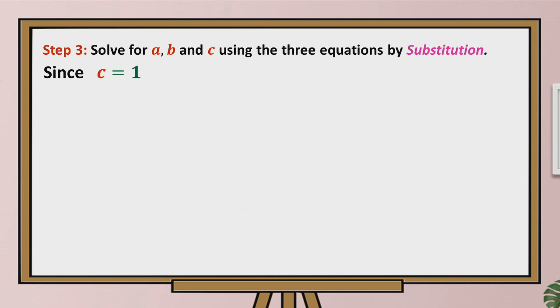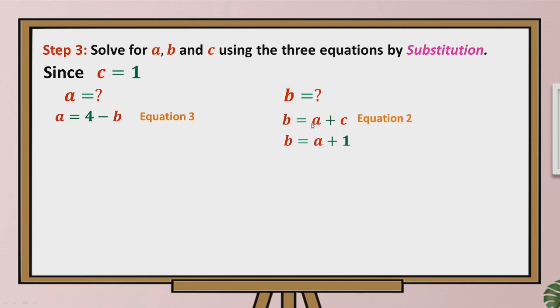So since we are given already with c equal to 1 from equation 2, we will only have to solve for the values of a and b. So for a, we have an equation a equals 4 minus b, and for b, we have the equation b equals a plus c. So we will be using c equal to 1 for this equation to simplify equation 2. So the resulting equation will be b equals a plus 1.